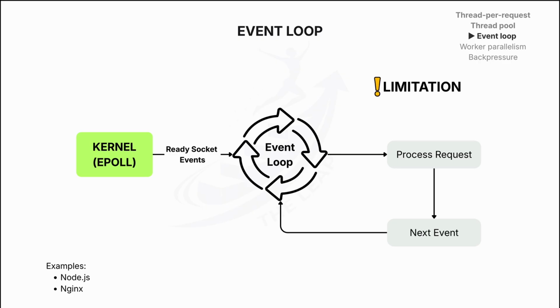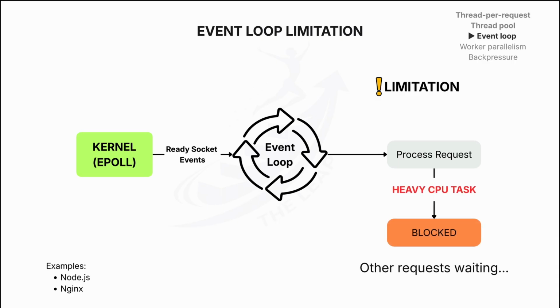Imagine the event loop receives a request that requires heavy computation, perhaps encryption or image processing or complex data processing. If the event loop begins executing that task directly, the loop becomes blocked. And while that computation runs, every other request must wait. So the event loop solves the problem of waiting for I/O, but it introduces a new risk when CPU work becomes heavy, and that leads to the next architectural step.